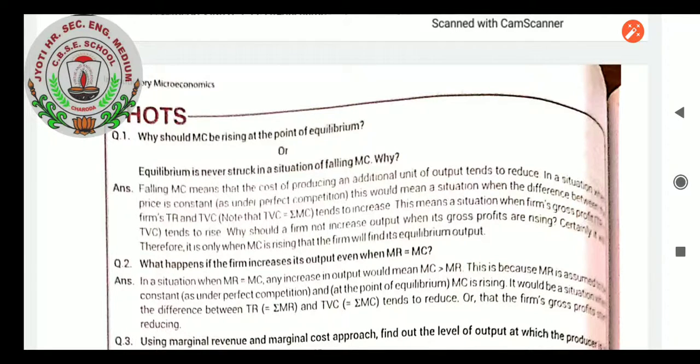Falling marginal cost means that the cost of producing an additional unit of output tends to reduce. In a situation when price is constant, as under perfect competition, this would mean that the difference between the firm's total revenue and total variable cost, which equals the sum of marginal cost, tends to increase. This means the firm's gross profit tends to rise. Why should a firm not increase output when its gross profits are rising? Certainly it will. Therefore, it is only when marginal cost is rising that the firm will find its equilibrium output.